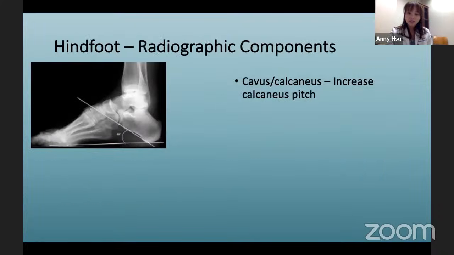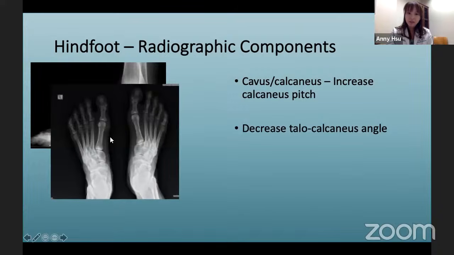In addition to clinical assessment, we also have x-rays to help us further diagnose the patient. I initially like to break them down to looking at the hindfoot first and then looking at the midfoot. So for the hindfoot, looking at the lateral x-ray for cavovarus deformity, you have an increased calcaneal pitch.